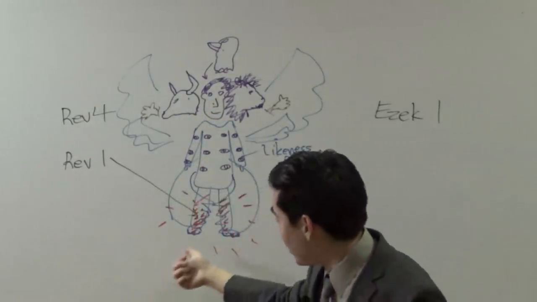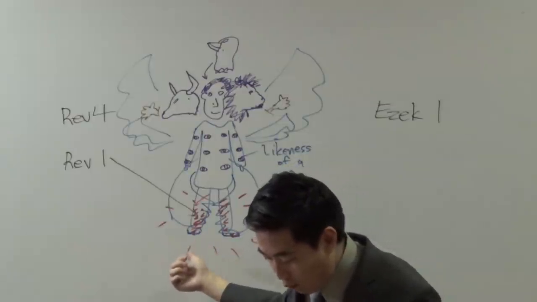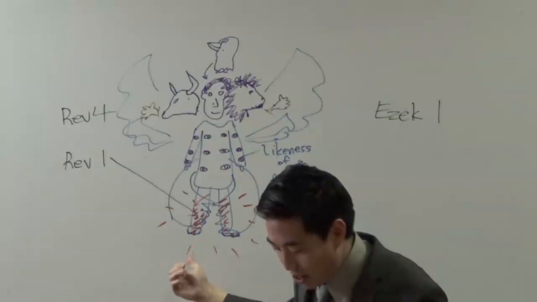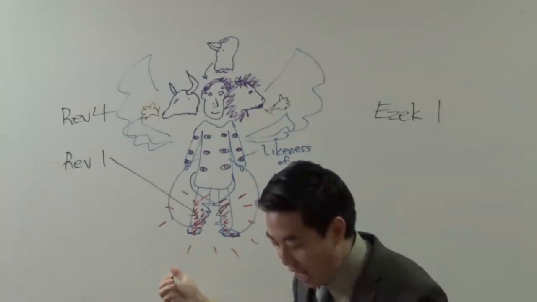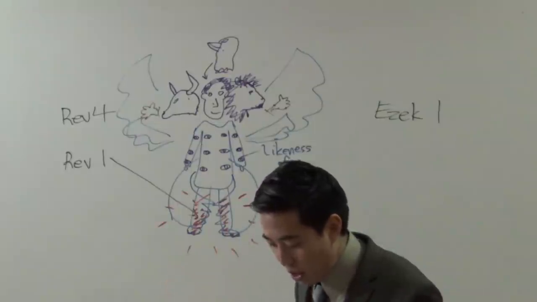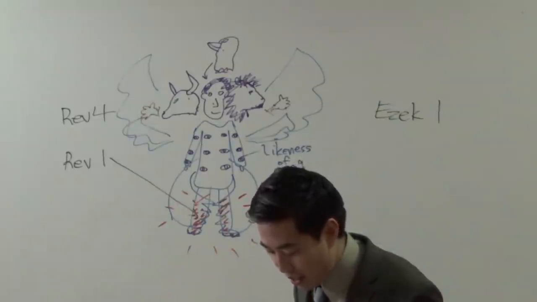Now, why would he have his legs covered? Look at verse 8. "And the four beasts had each of them six wings about him, and they were full of eyes within, and they rest not day and night." See, they don't even rest either. Saying, "Holy, holy, holy, Lord God Almighty, which was and is to come."